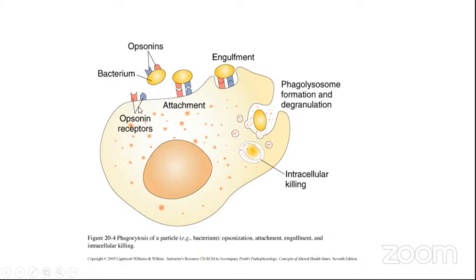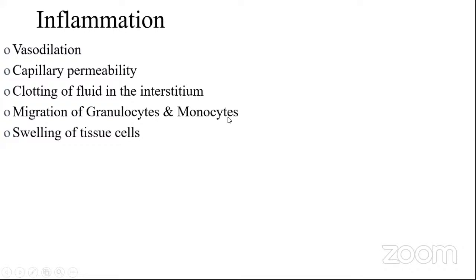They come and get attached to the opsonin receptors, then there is invagination of the cell membrane, formation of the phagosome, and there is intracellular killing. So inflammation will be dealt with in detail in our pathology.